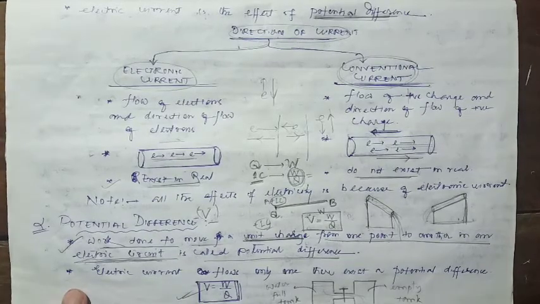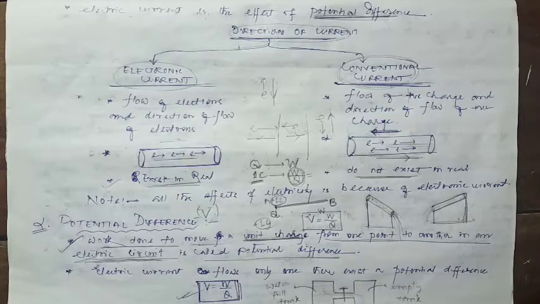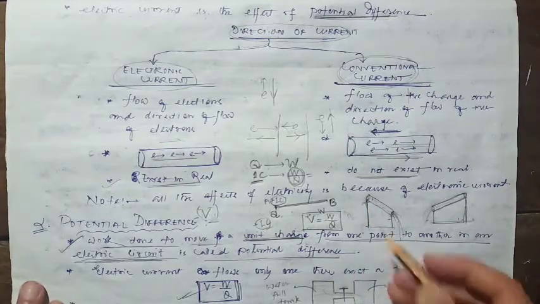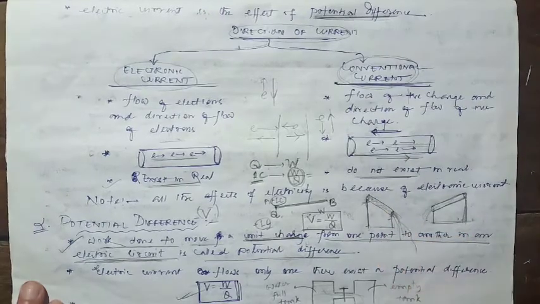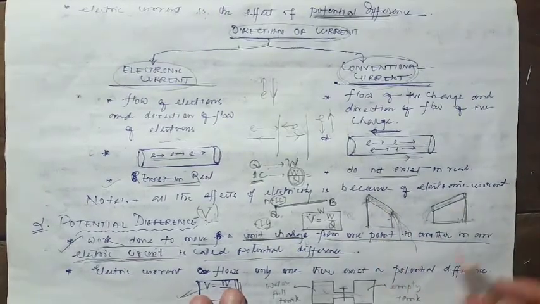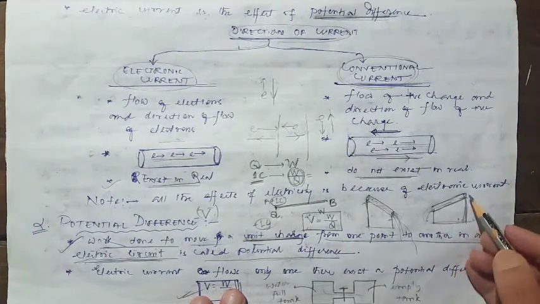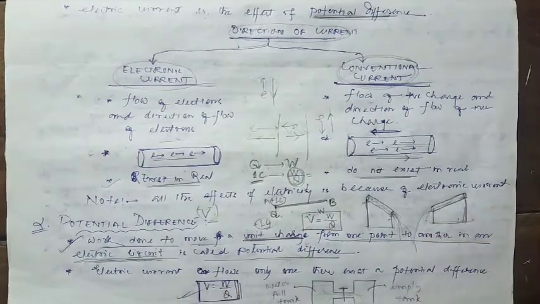So in nature, everything tends to move from higher to lower. Because this end is at the higher potential energy and this end is at the lower potential energy, water will flow from higher potential energy to lower potential energy. Now in this case, this end is at the higher potential energy and this end is at the lower potential energy. So water will flow from higher to lower potential energy.